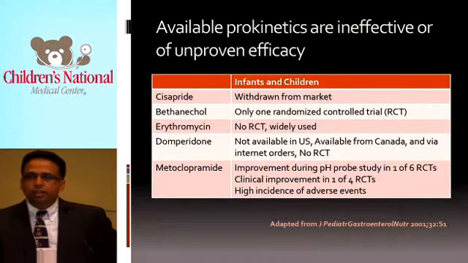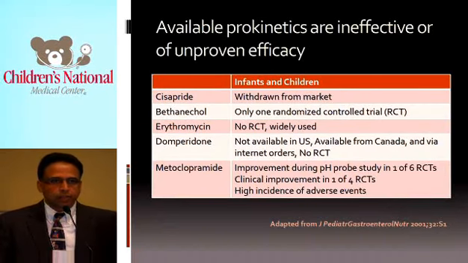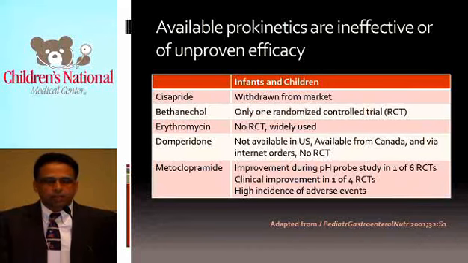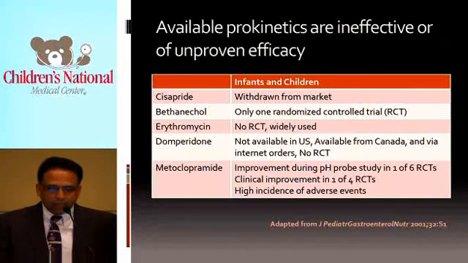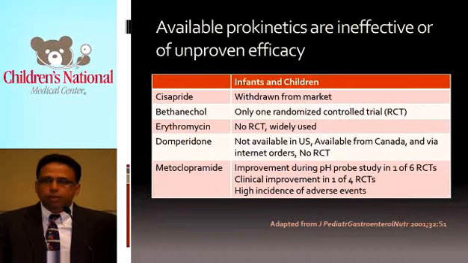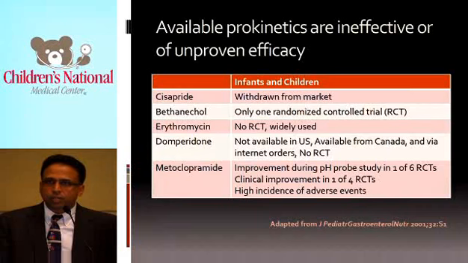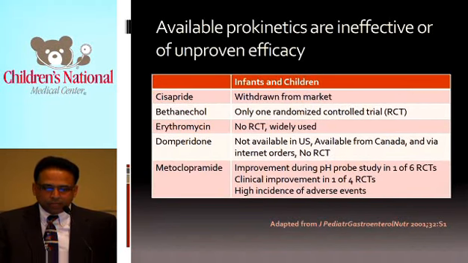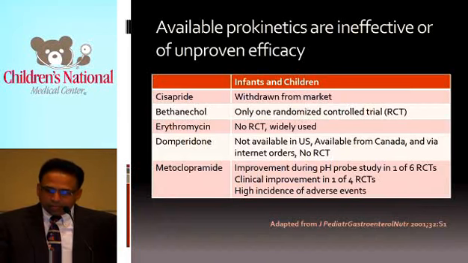We really do not have very good prokinetics. We are experimenting with all other medications. We are using side effects of other medications as the major effect. For example, erythromycin, the most commonly used prokinetic these days. We use a very tiny dose, 10% of the typical antibiotic dose, as a prokinetic medication. Domperidone is not available in the US, however you can get it on the internet. Metoclopramide is very readily available and has been used for years, however it has a serious side effect profile.